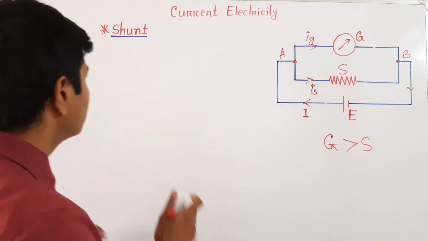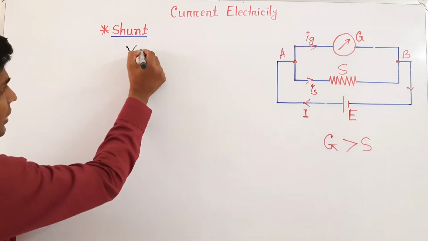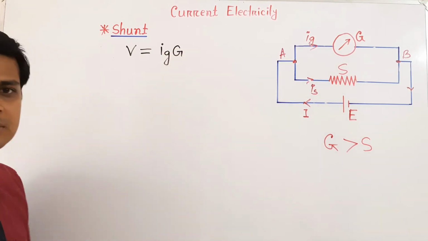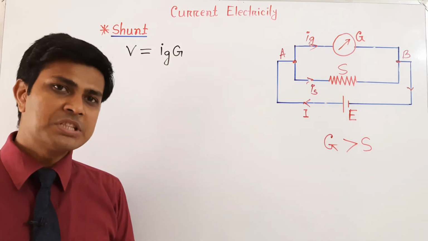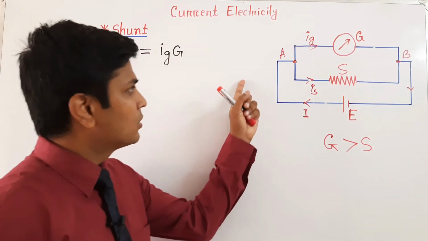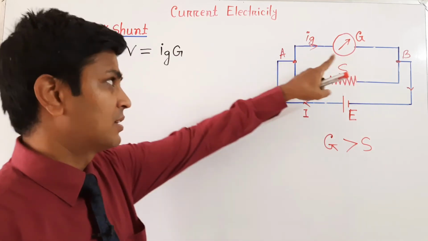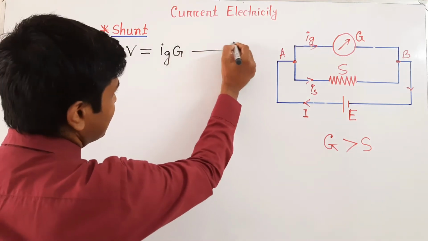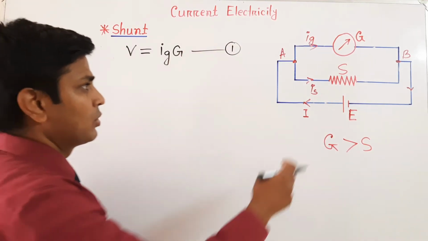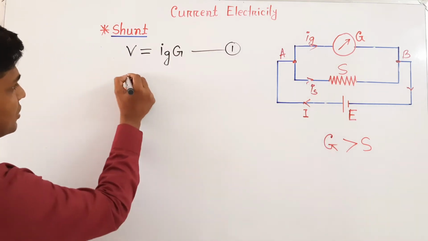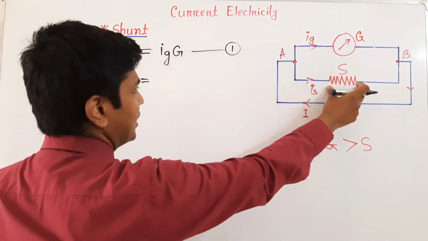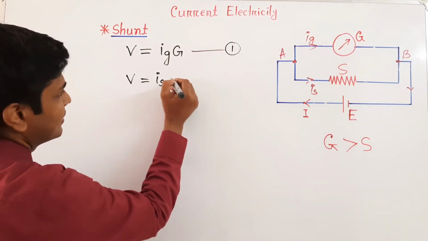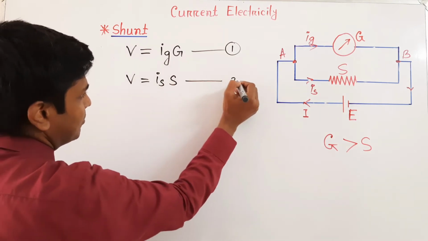So according to Ohm's law, V equals Ig into G, because according to Ohm's law the voltage difference equals the multiplication of the current and the resistance, and the current of the galvanometer is Ig and the resistance is G. This is equation number 1. If we apply the same formula for the shunt, the potential difference across the shunt is V, and the current passing through the shunt is Is, so V equals Is into S. This is equation number 2.